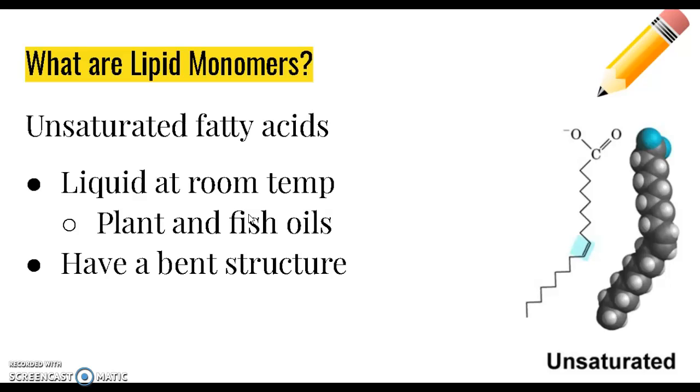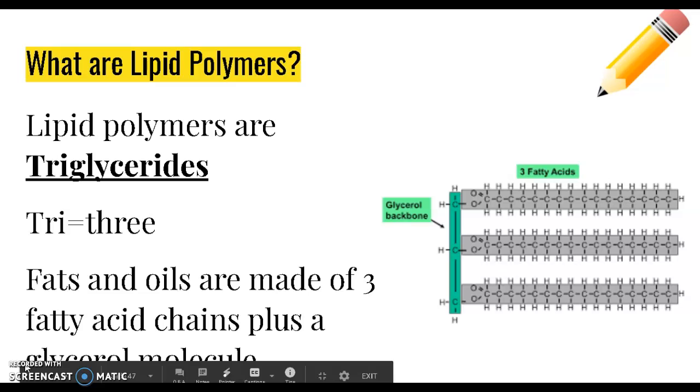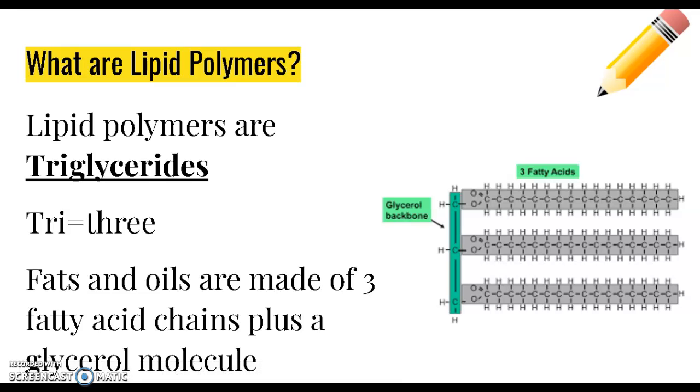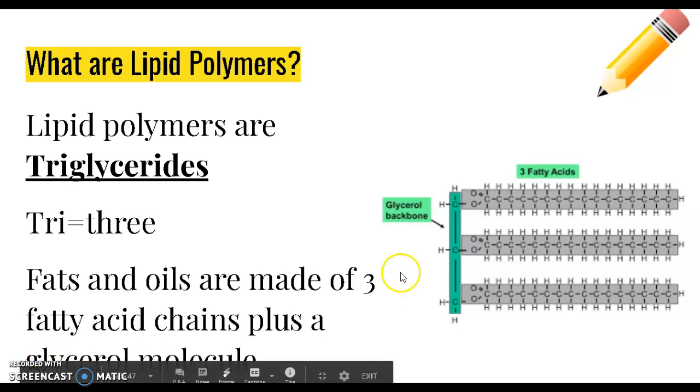Unsaturated fatty acids are liquid at room temperature, so things like oils. Plant and fish oils are unsaturated fatty acids. Lipid polymers are known as triglycerides. Tri means three, and so fats and oils are made of three fatty acids plus a molecule called glycerol that keeps them all together.